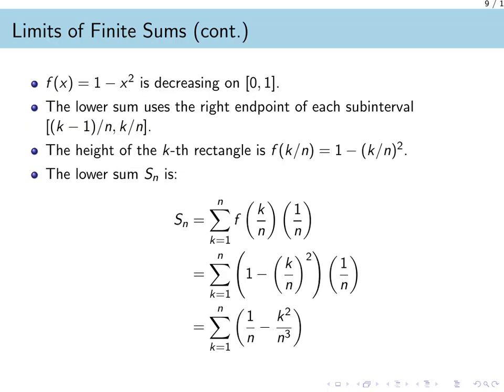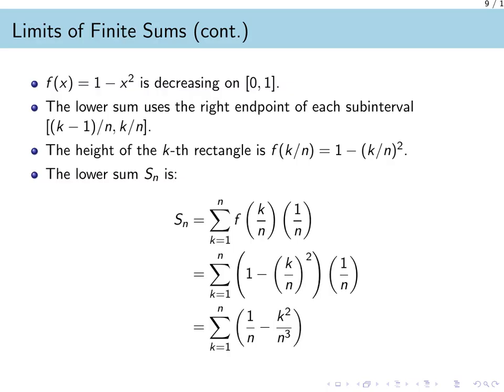To find a lower bound for the area under the curve, we will set up what is called a lower sum. This means we construct a series of rectangles that all fit entirely underneath the function's graph. The key observation is that our function, f of x equals 1 minus x squared, is a decreasing function on the interval from 0 to 1. Because the function's value is always going down as x increases, the lowest point in any given subinterval will always occur at its right endpoint.